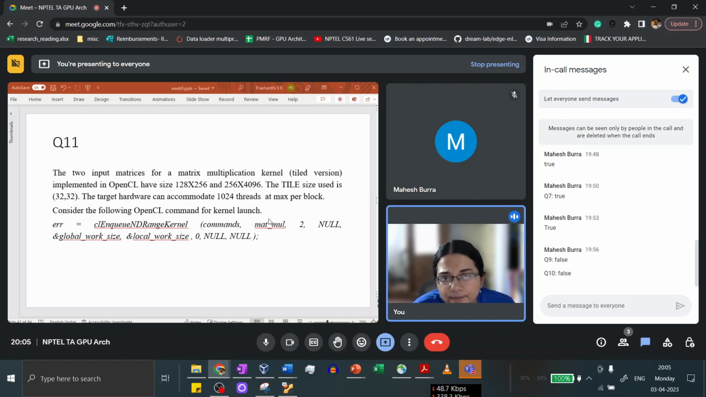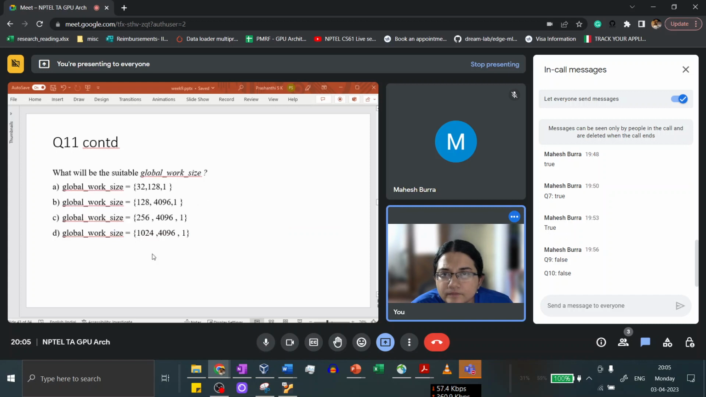Consider the following OpenCL command for kernel launch: clEnqueueNDRangeKernel, matmul, with global work size, &local work size, 0, NULL, NULL. The question is, what is a suitable global work size? Options: 32, 128, 1; 128, 4096, 1; 256, 4096, 1; 1024, 4096, 1.